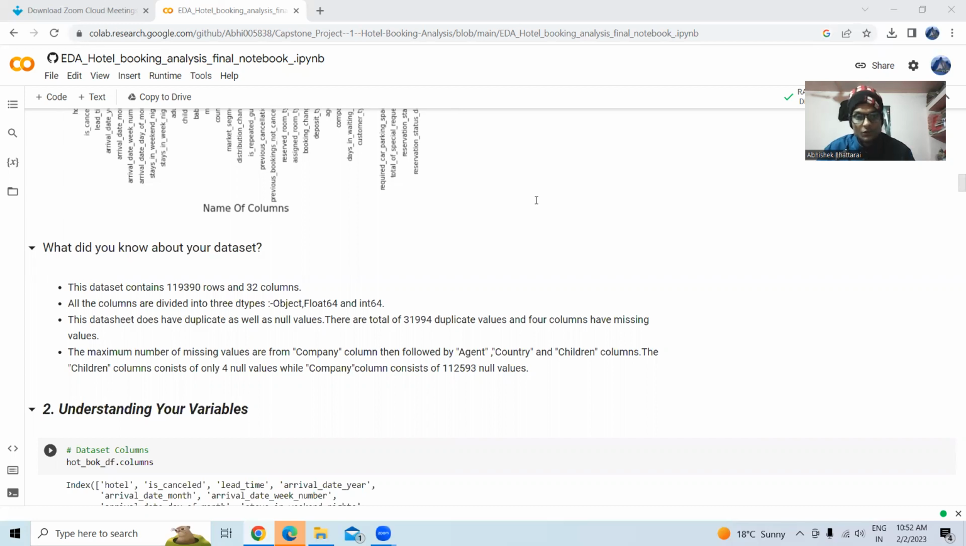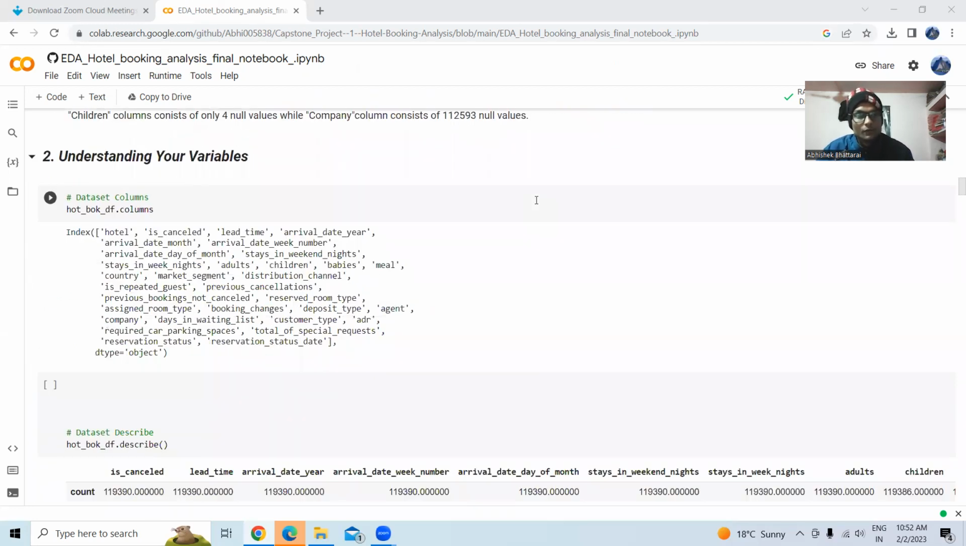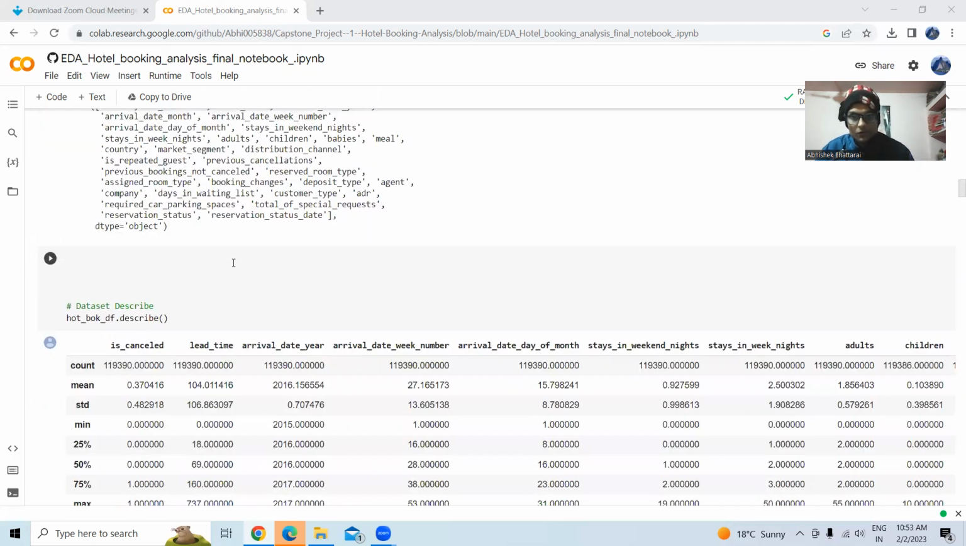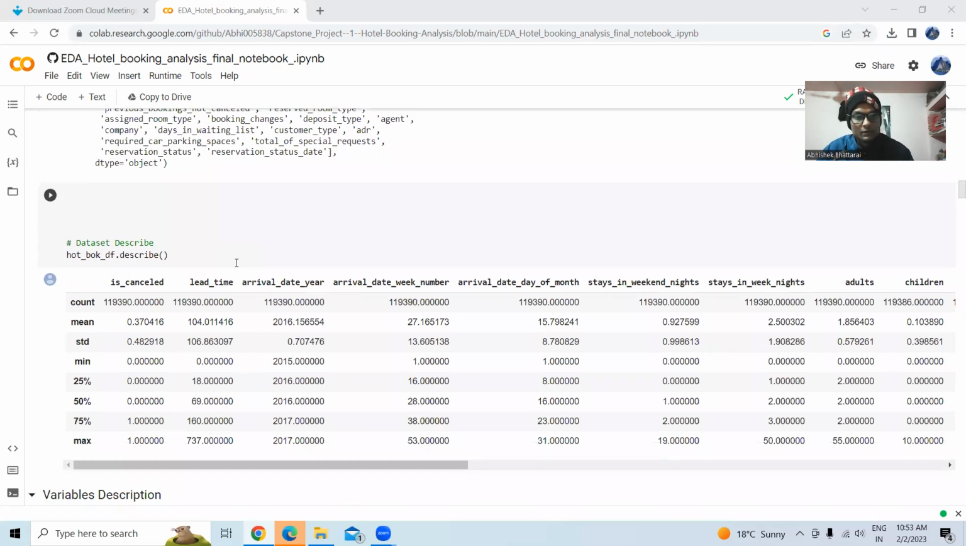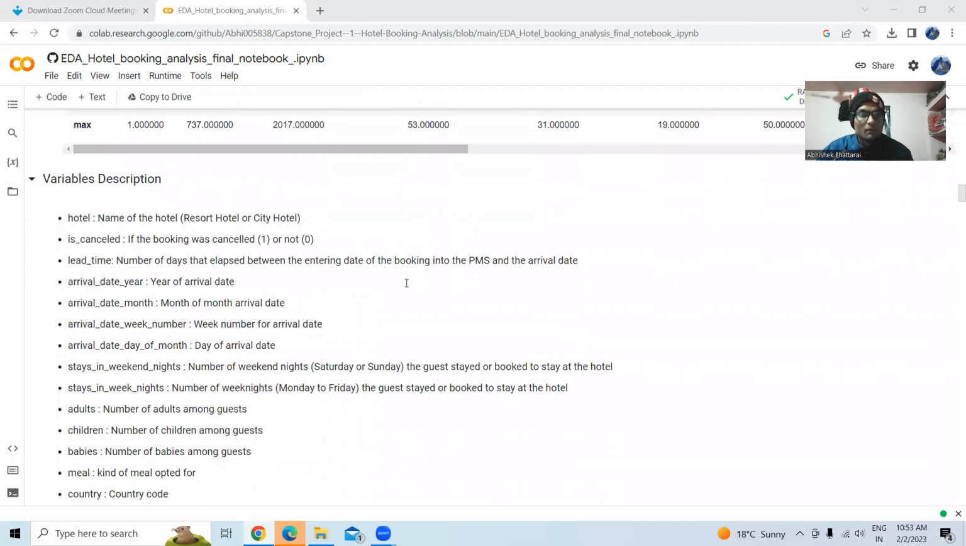The children column consists of only four null values, while the company column consists of 1,12,593 null values. Moving down, we are understanding our variables, how many columns are present in this data set, and we can see the list. Below that, we have used the describe function to look at different aspects of the numerical columns in the data set.